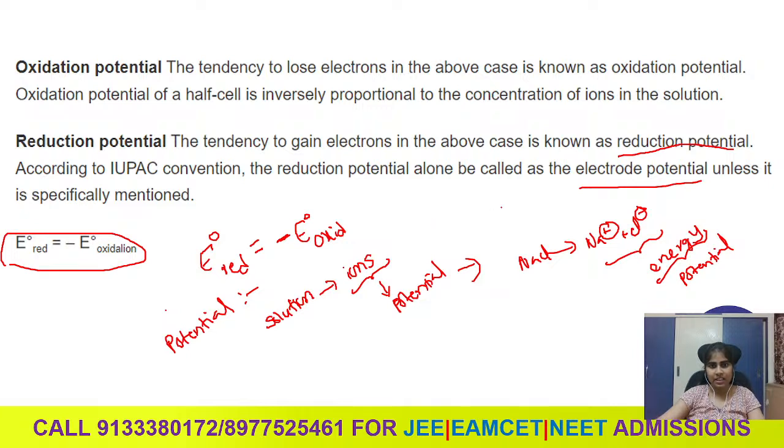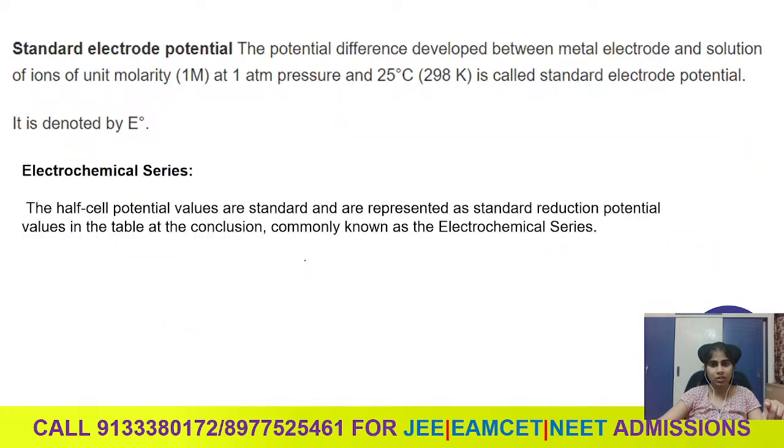So that's why this reduction potential alone can be represented as electrode potential, when E naught of reduction is equal to minus of E naught of oxidation. And next, let us see standard electrode potential.